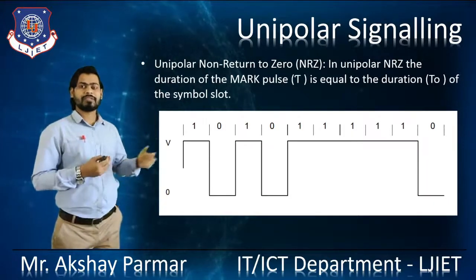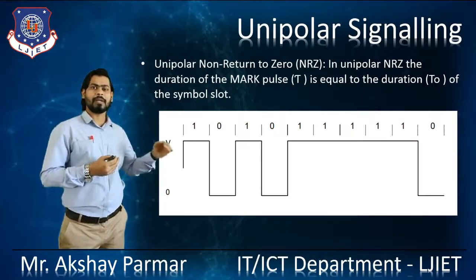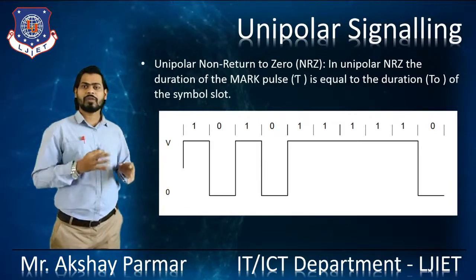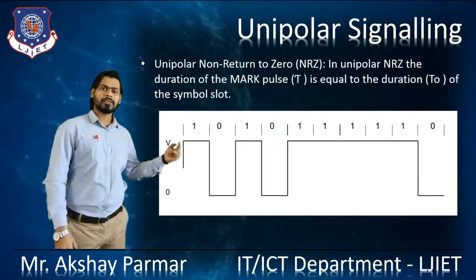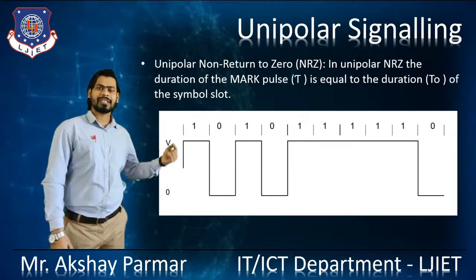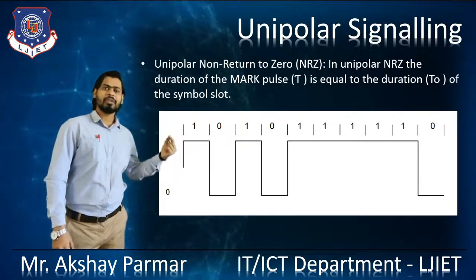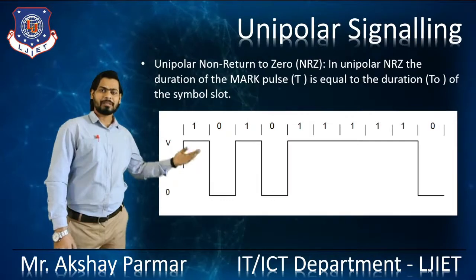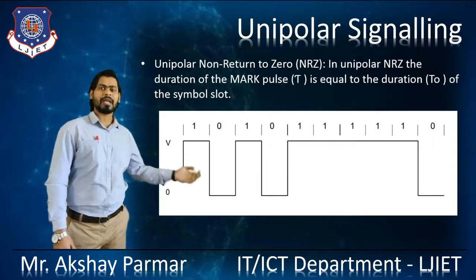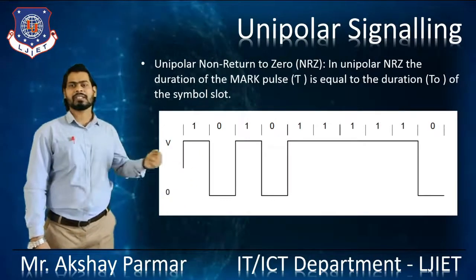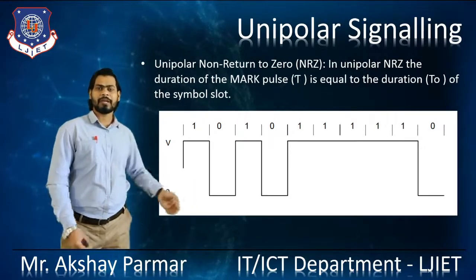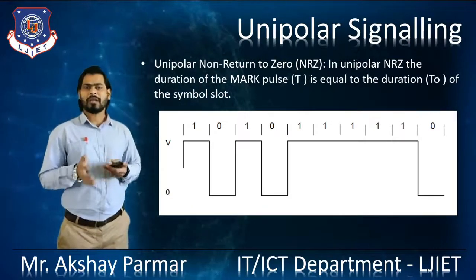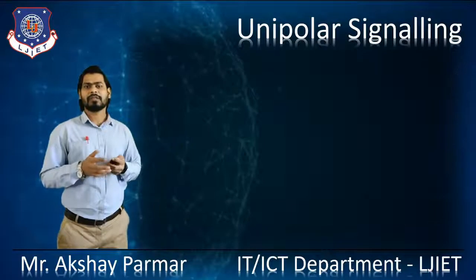As you can observe in this figure, the duration of the pulse is equal to the duration of that bit. See, this is one bit, and the duration of this signal is also the same as the duration of that bit. In a similar way, you can observe in the negative level, or we can say the zero, the duration of that pulse is equal to the duration of that bit. So this is how the unipolar non-return to zero works.